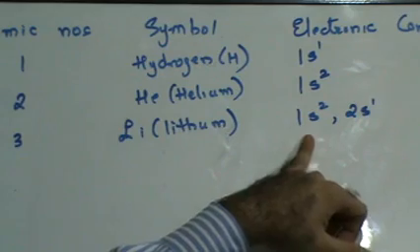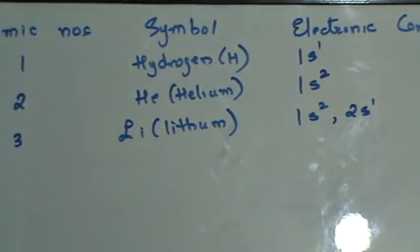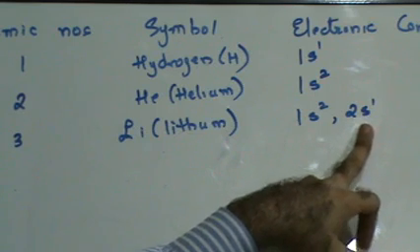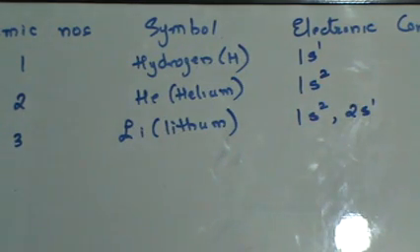First orbit can take 2 electrons, both the electrons are in the s orbital. Second orbit, you always start with the s orbital. Until the s orbital gets filled, you don't go to the p orbital. Right?